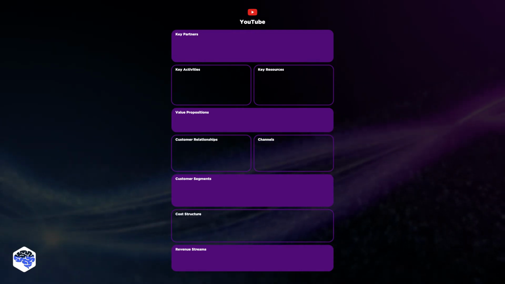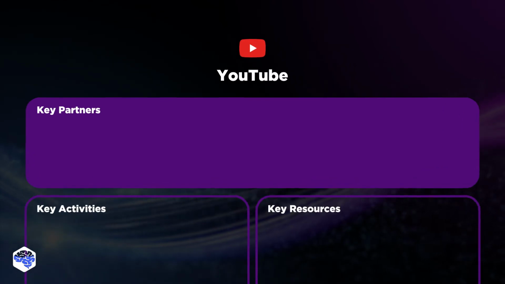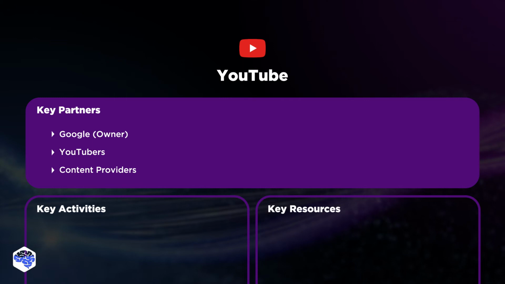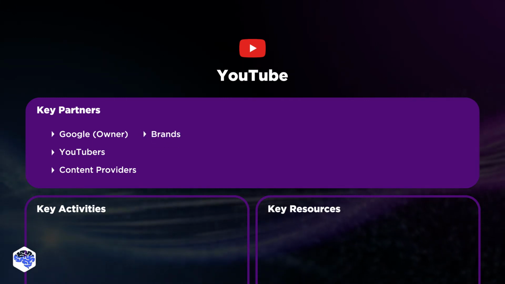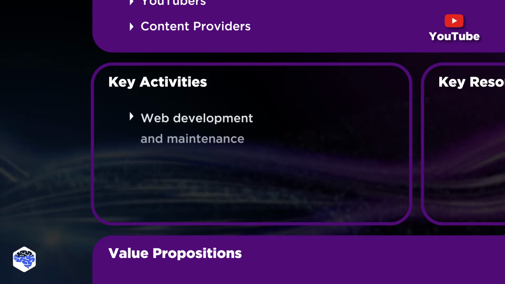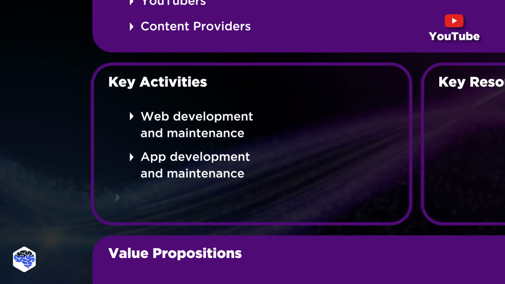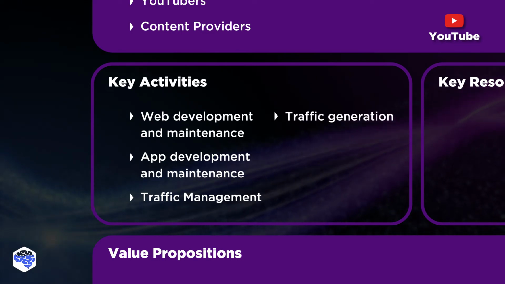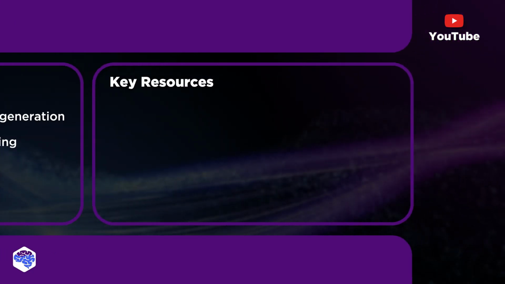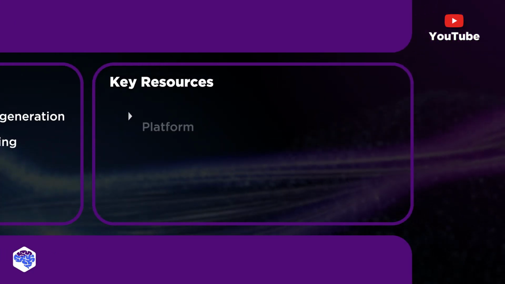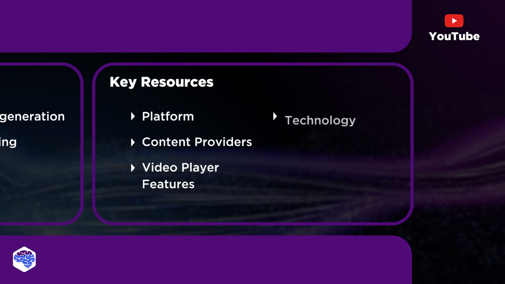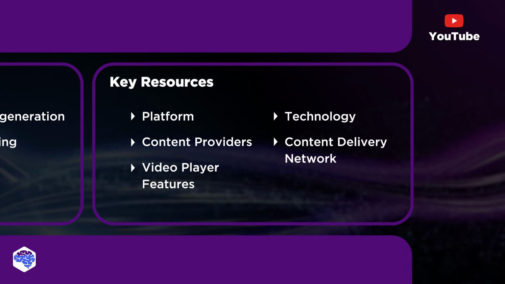Let's look at what YouTube's business canvas could look like. Among the key partners, we can name Google itself as the owner, YouTubers and content providers, and brands that advertise their products on YouTube. Key activities for the YouTube team would be web and mobile app development and maintenance, traffic management and generation, and obviously, marketing the platform. So, which resources are required? Here we'd name the platform itself, content providers, video player features, technology, and content delivery network.